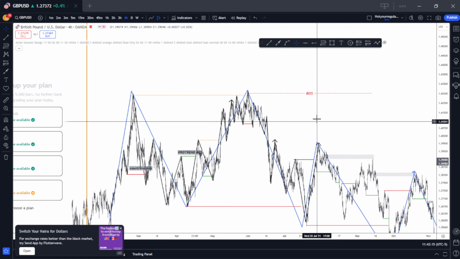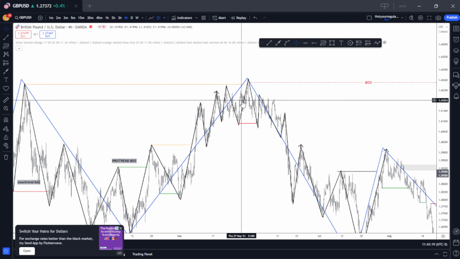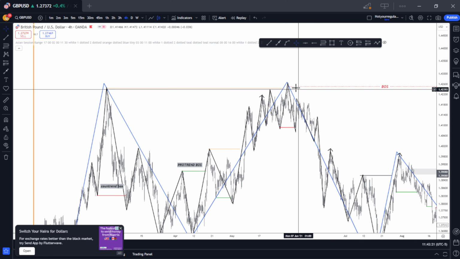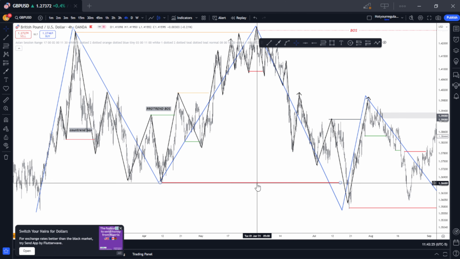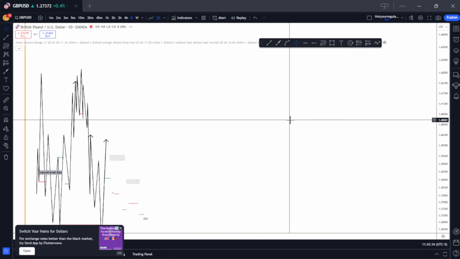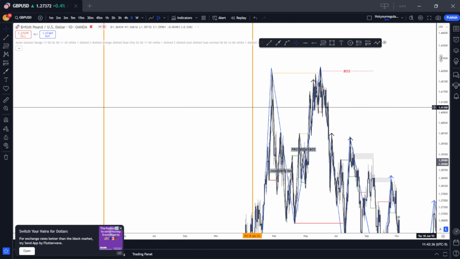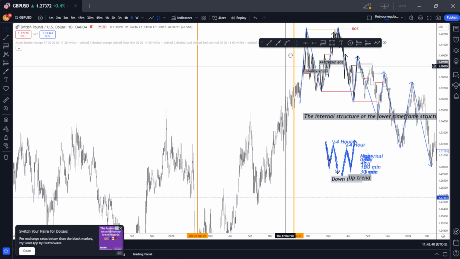Now, how did I know that price was going to break this main structure lower low? It depends on what price mitigated to the left. So price mitigated the right order block. Let's check it out. What did price mitigate?